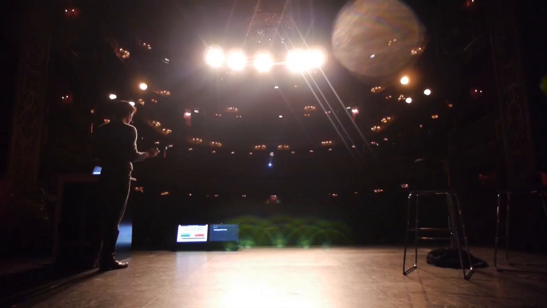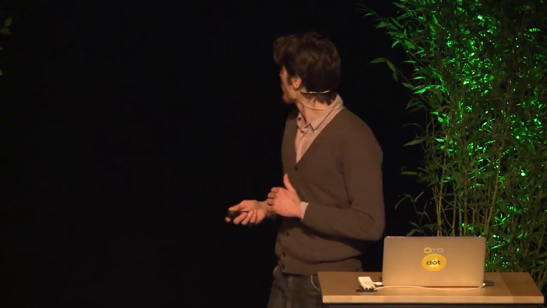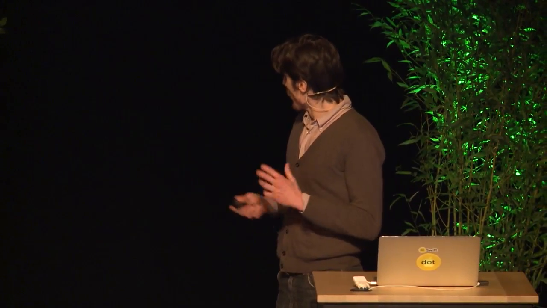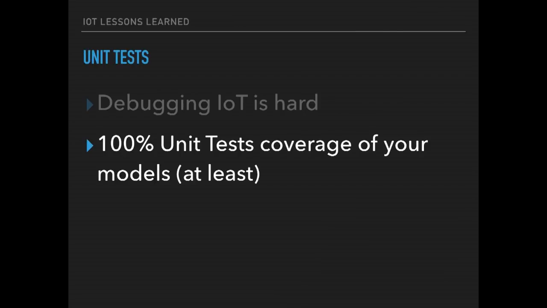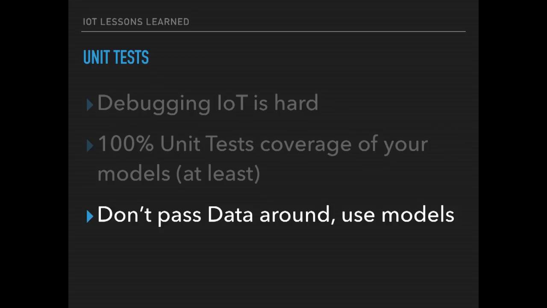You're going to deal with little endian, big endian. You're working with bytes. You don't want to let that get after you later. So get at least 100% coverage of your models. That will save you a lot of trouble later.